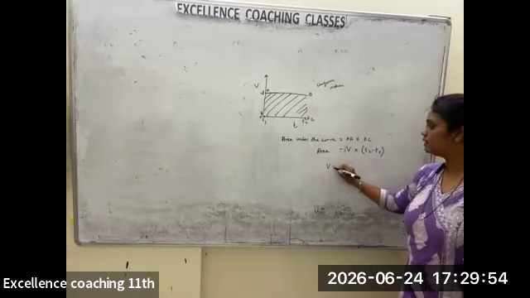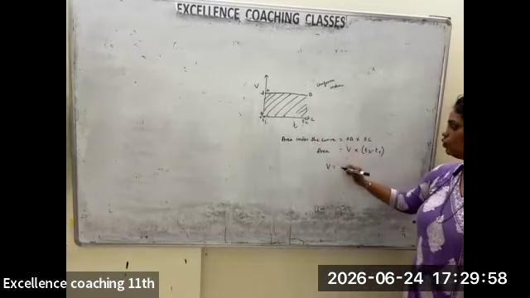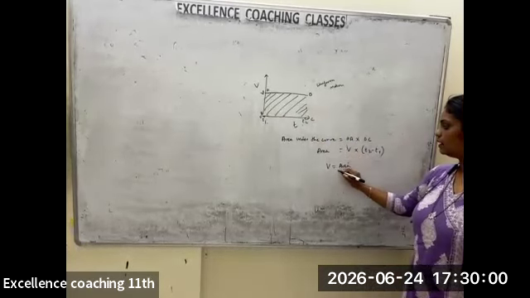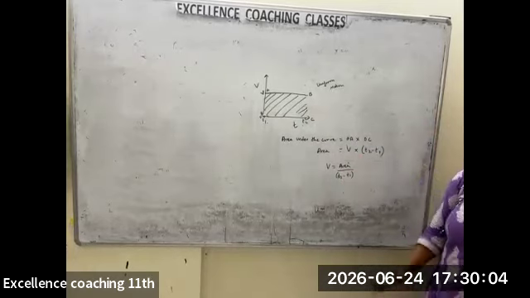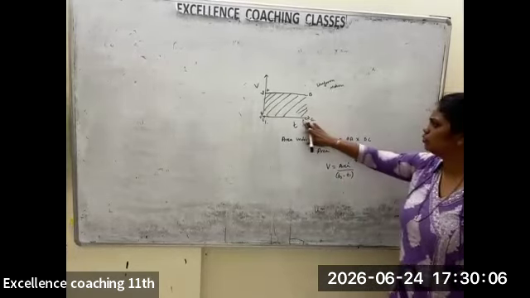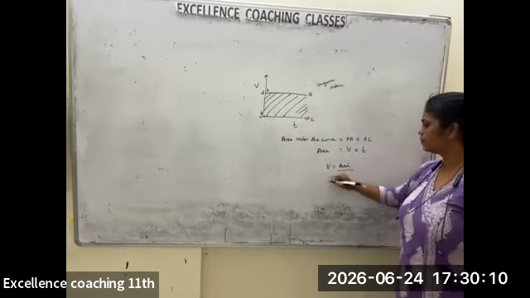I'll keep V on one side and take all the terms on the other side. So V equals area divided by T2 minus T1. Or you can even write it as T also, no problem. You can write it as T as well.